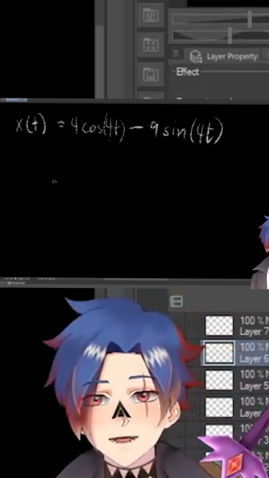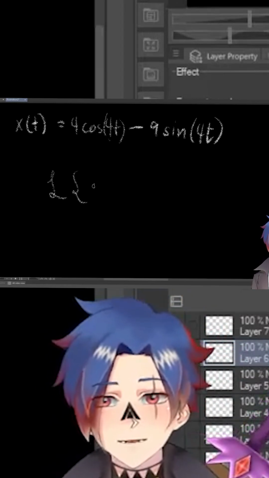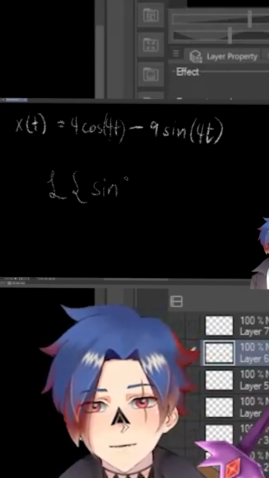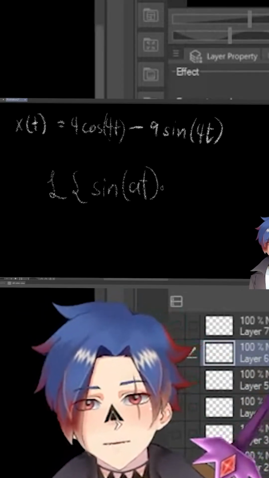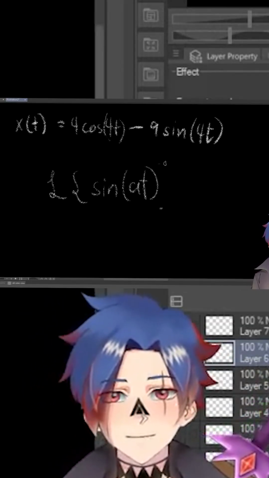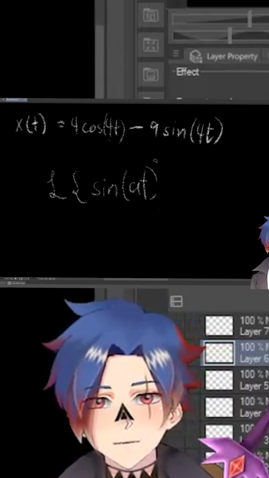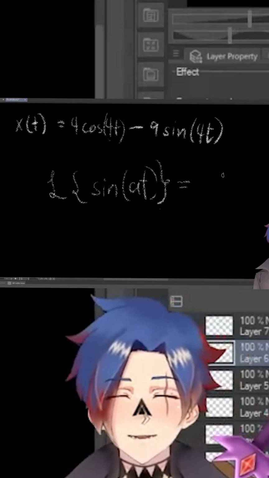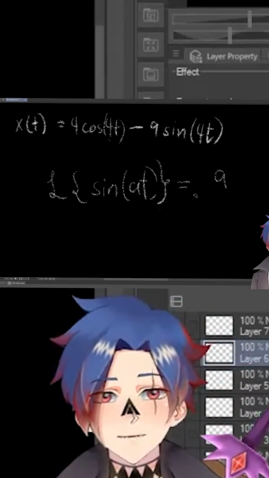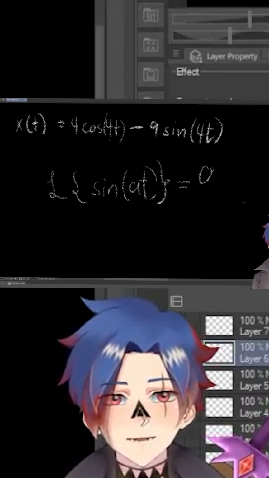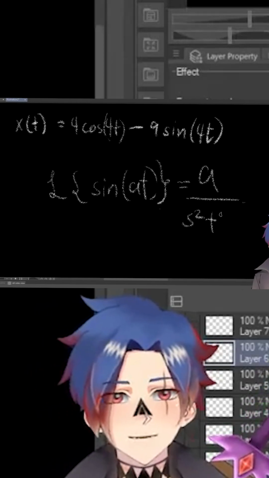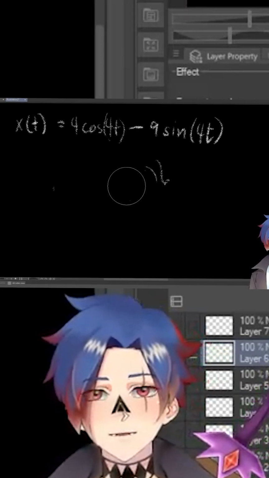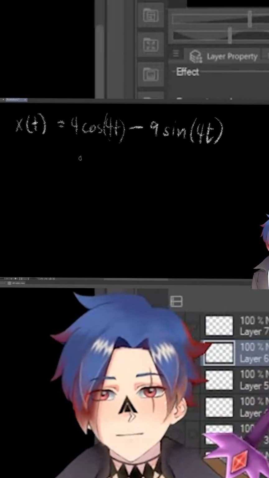So for the Laplace transform of sine, it's just the numerical coefficient over s squared plus a squared. When will you use this? I never know, but it's fun to do anyway. I forgot, but that's how I do it.